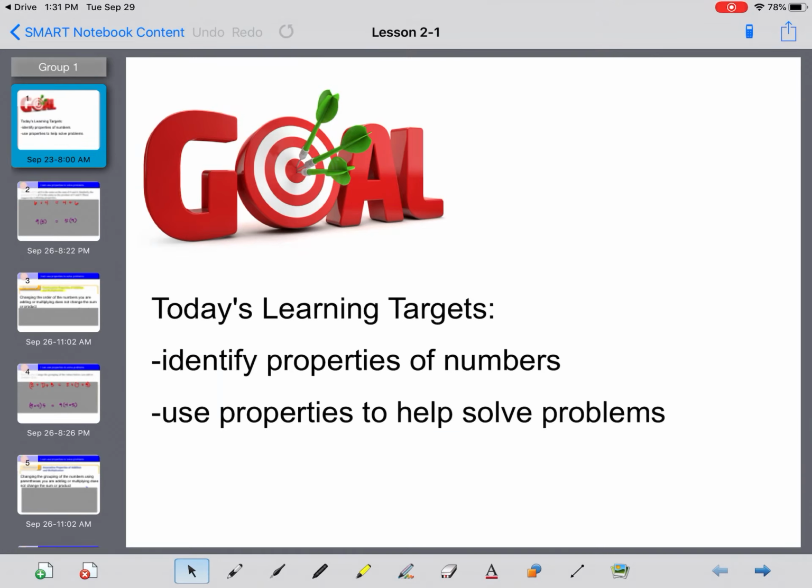This is lesson 2-1 from the Algebra Readiness textbook. For today's lesson, you will need a sharpened pencil and your note packet. Pause the video to gather your things and then press continue.